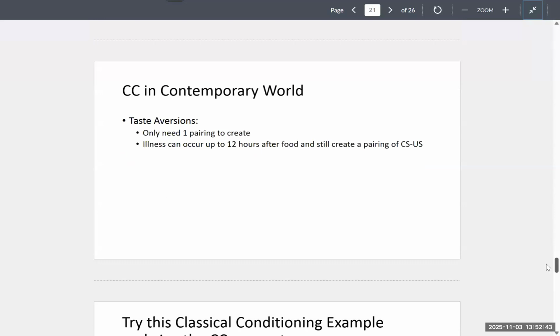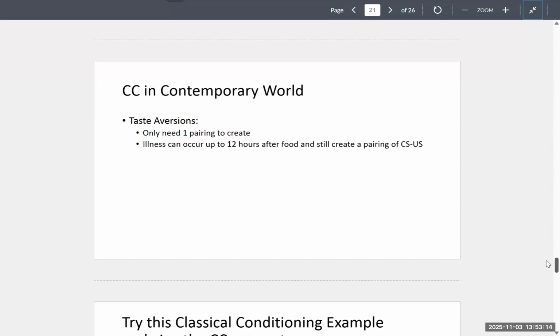Now, where do we see CC in contemporary world? Well, the first place we see it is in taste aversions. Taste aversions are a little different than all the rest of the conditioning. Most of the time, you need to have multiple pairings in order to get a connection to stick. But with taste aversions, you only need one pairing to create it. And the illness can actually occur up to 12 hours after the food was consumed, and you can still pair it as a CS-US connection.